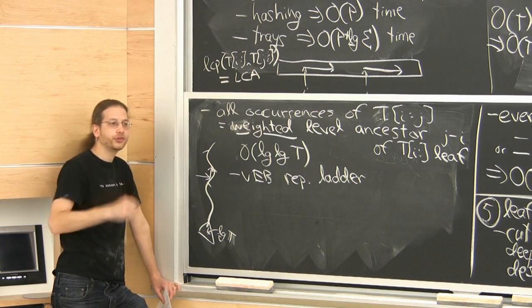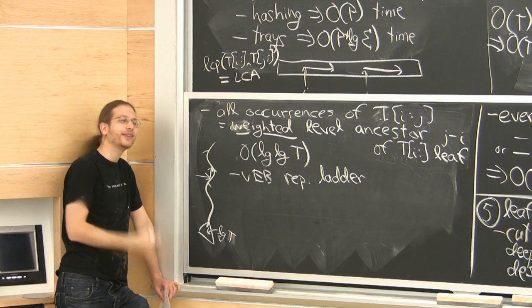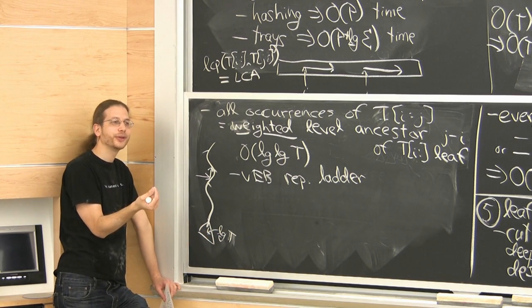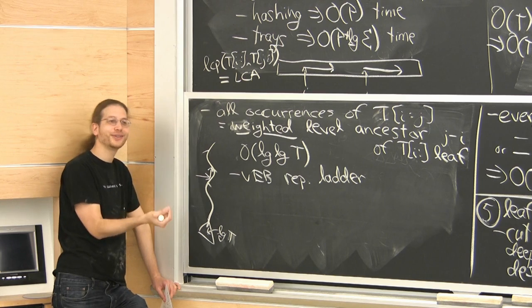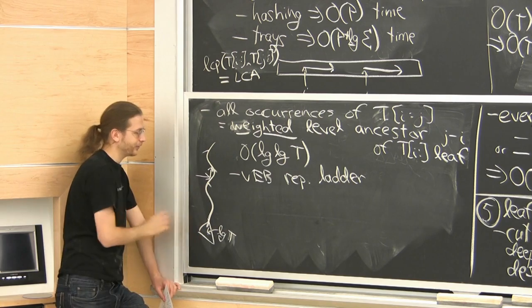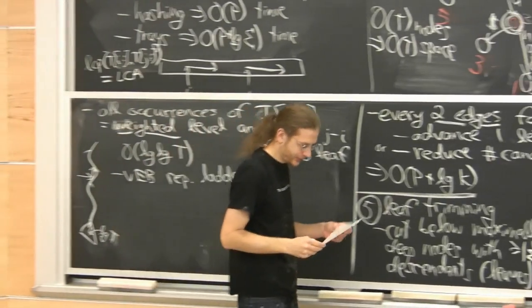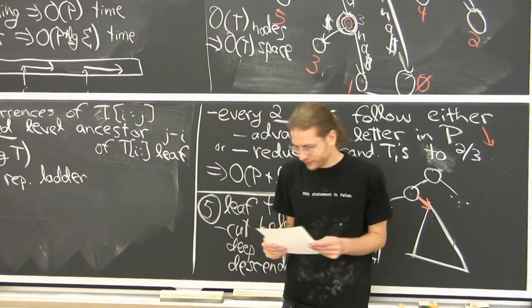So you're always jumping to the top of a ladder. You'll only have to traverse log t ladders. At the very last ladder, you might have to do a predecessor query. That will cost you log t. But overall, it'll be log t time, just by this kind of tweak to our level ancestor data structure. So I thought that was kind of a fun connection.